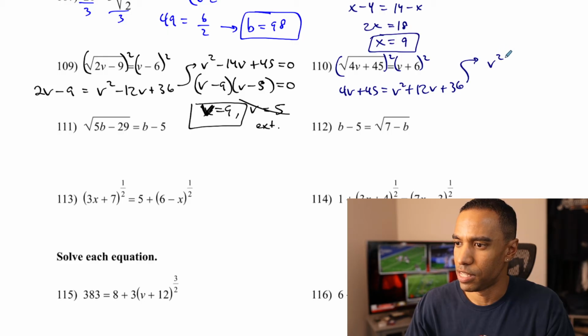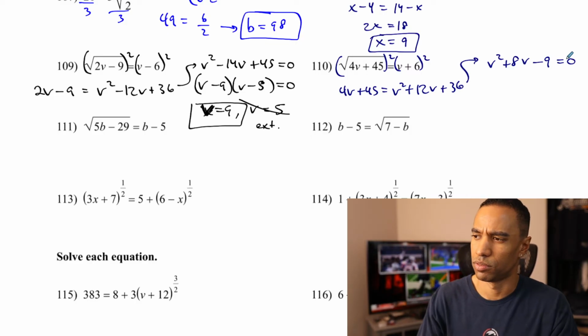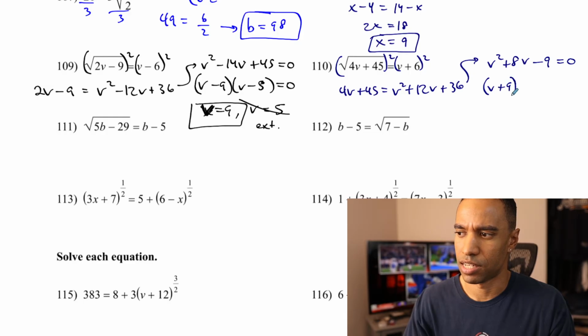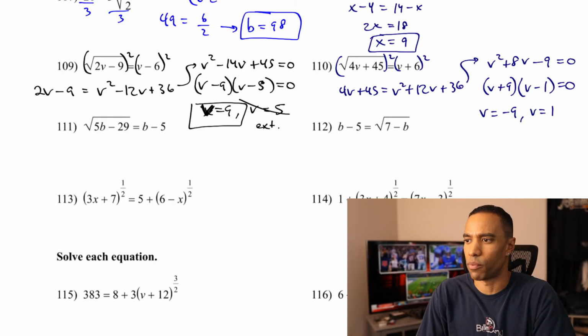We'll get v squared plus 8v minus 45 minus 9 equals 0, right? Yeah. So that factors into (v plus 9)(v minus 1) equals 0. So v equals negative 9 and v equals 1. Let's take a look and see if that works.